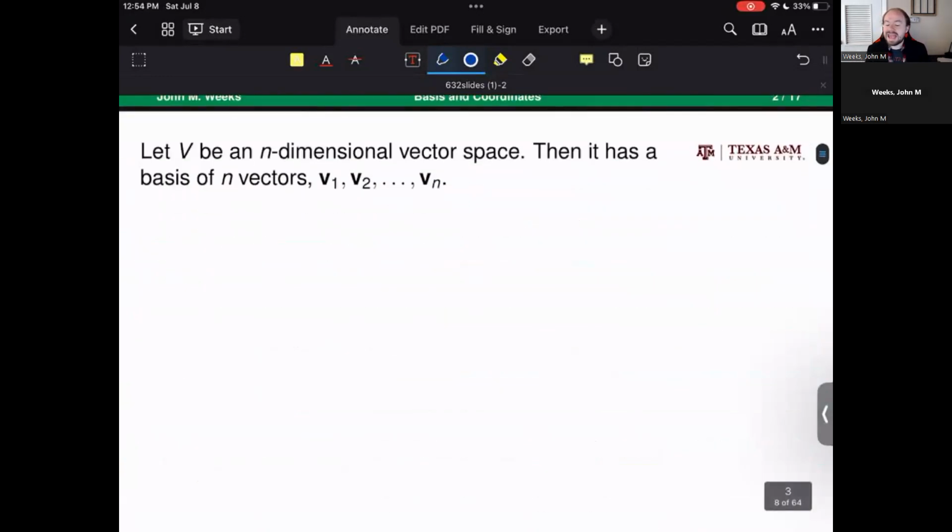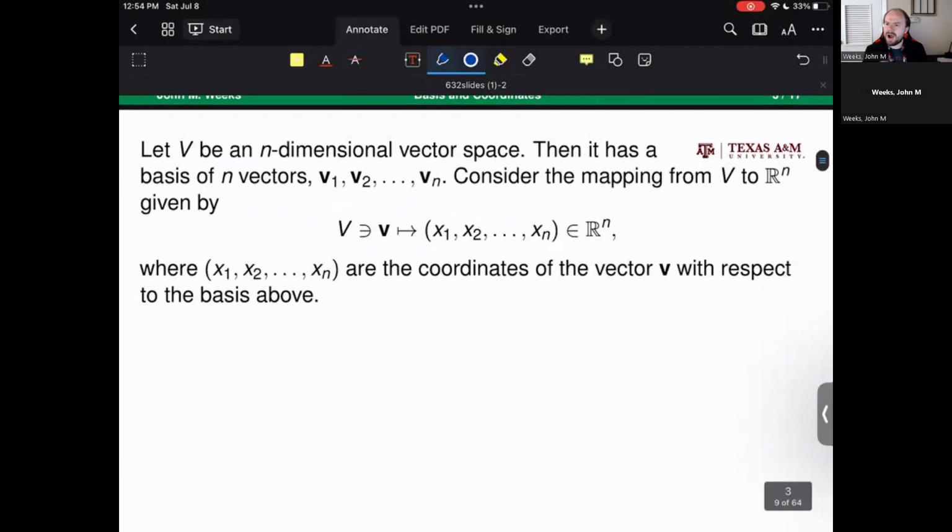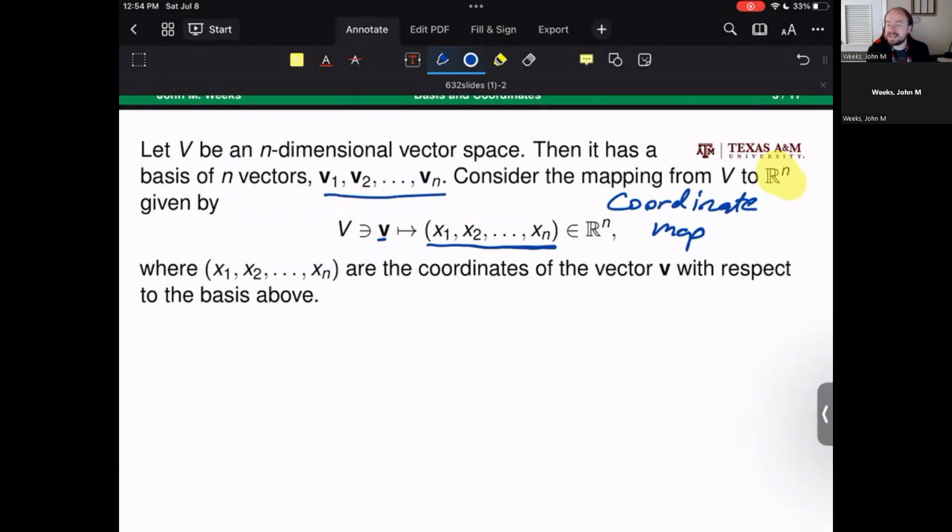Now let's take a look at an n-dimensional vector space. Then it has a basis of n vectors, thanks to what we've been discussing before. And let's talk about how we can connect an n-dimensional vector space to the space Rn using what is known as the coordinate mapping. The coordinate mapping is the way that you map a vector space V into the coordinates that you get in terms of the basis that you're working with.